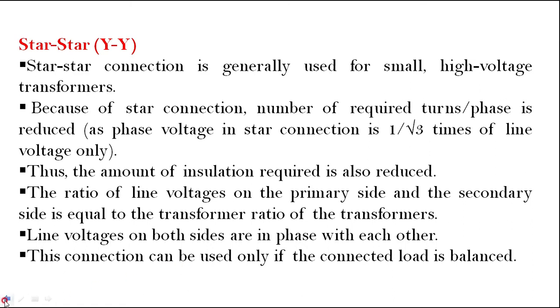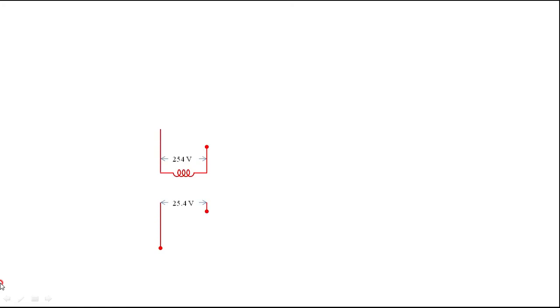This connection can be used only if the connected load is balanced. One more important point you have to remember here is that this star-star connection is used only for the balanced condition. If you are using it for an unbalanced condition, there is a shifting of the neutral. That is a problem with the star-star connection, that we will see later. First, how exactly is this star-star connection connected here.